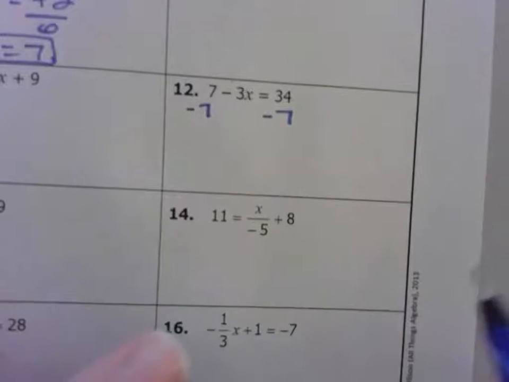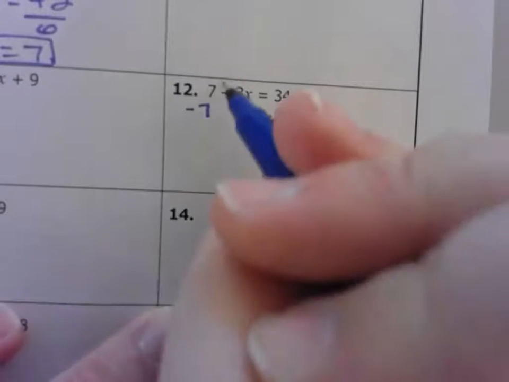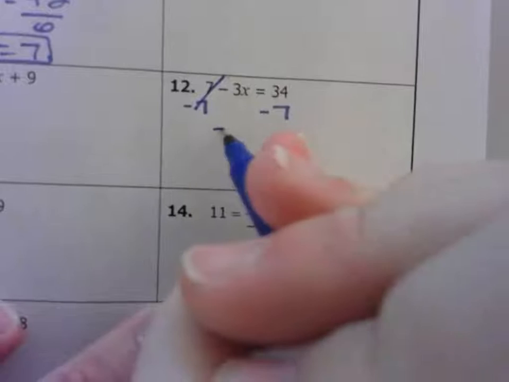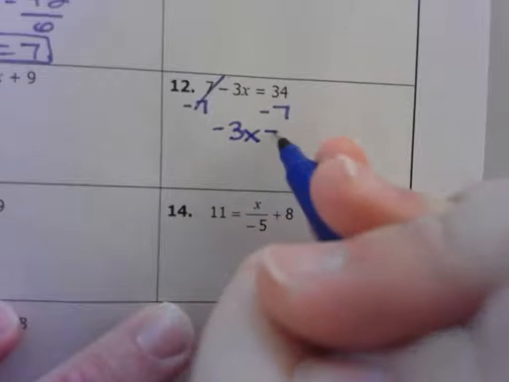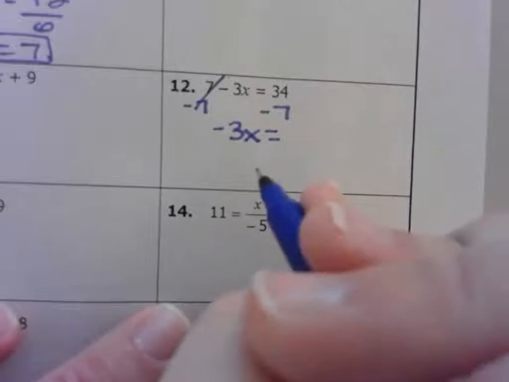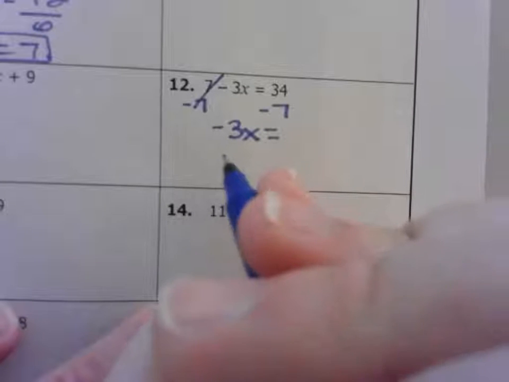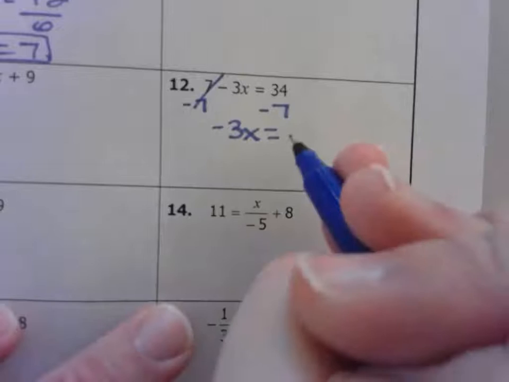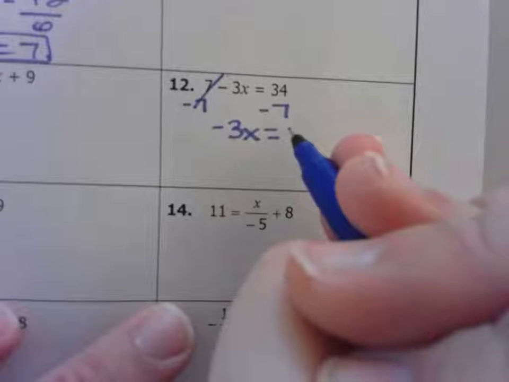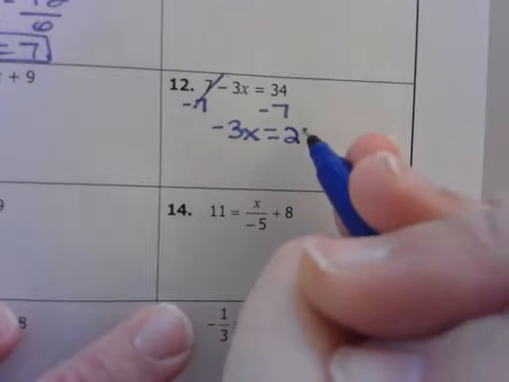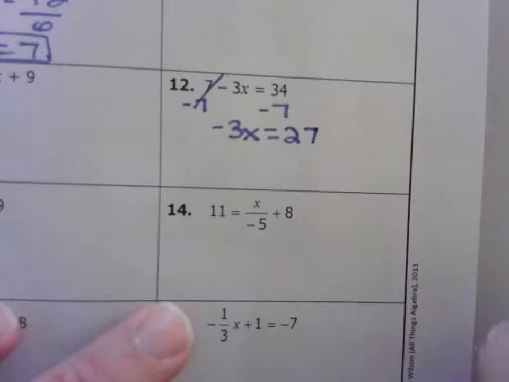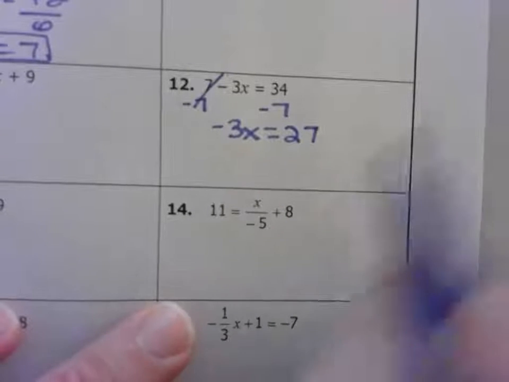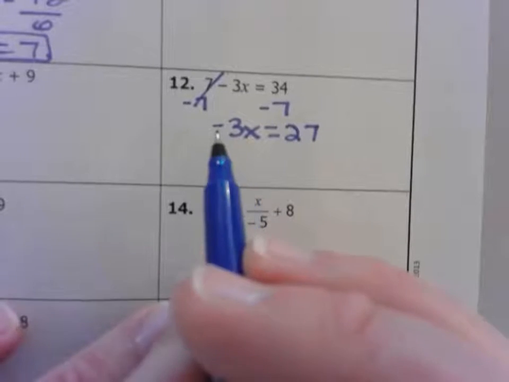So we subtract 7. Start from the left. The 7's cancel. Don't forget the negative with the 3x. That is also a mistake I see a lot. People forget to bring the negative down. Negative 3x equals 34 minus 7? 27. Yep.